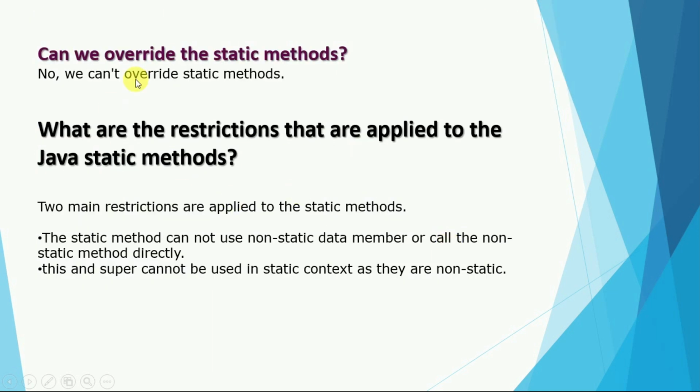Okay, and next is, can we override the static method? No, we can't override a static method. So what are the restrictions that are applied to the Java static method? Java static method cannot use non-static data members or call a non-static method directly. And this and super cannot be used in a static context as they are non-static.